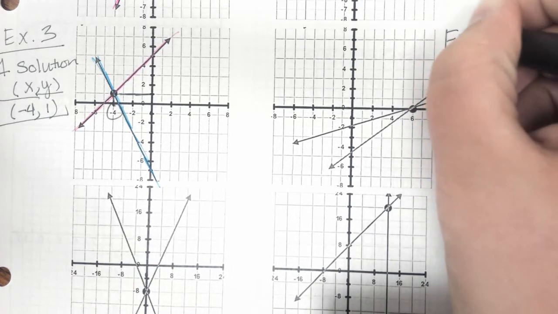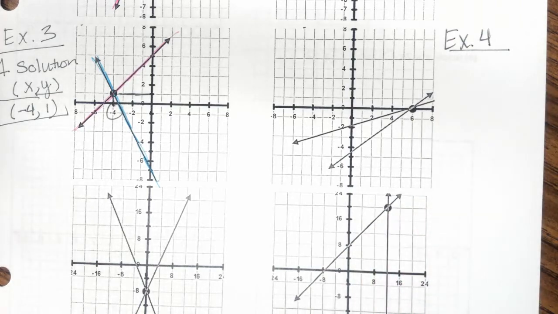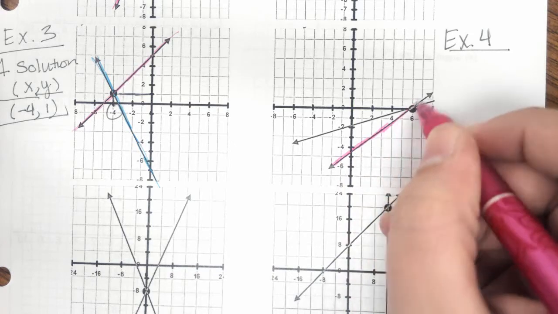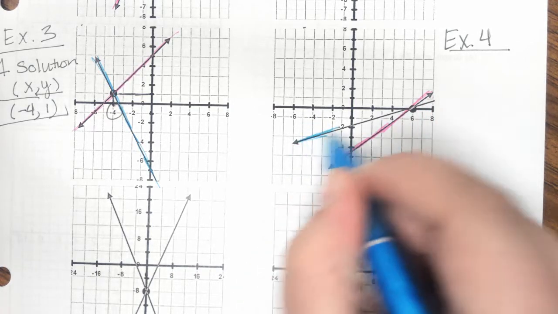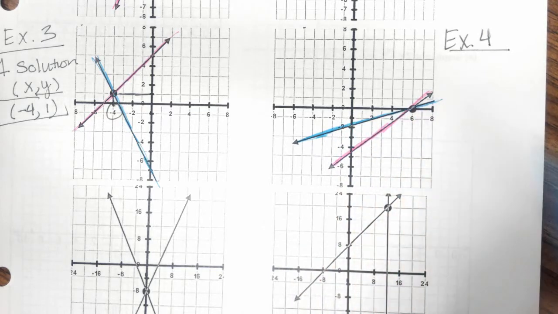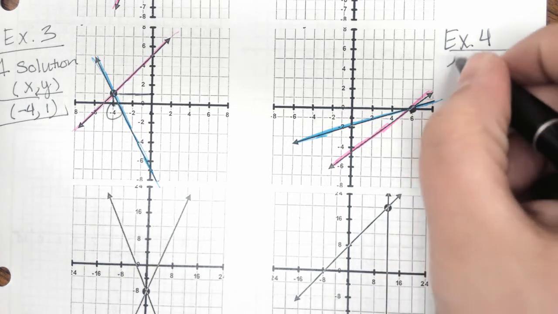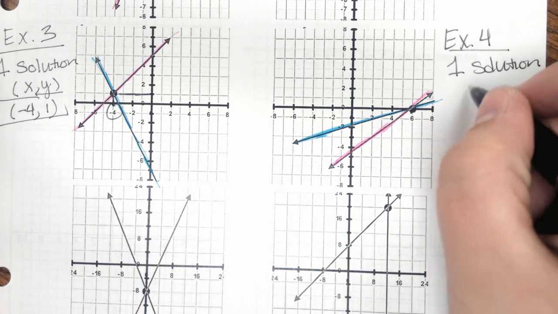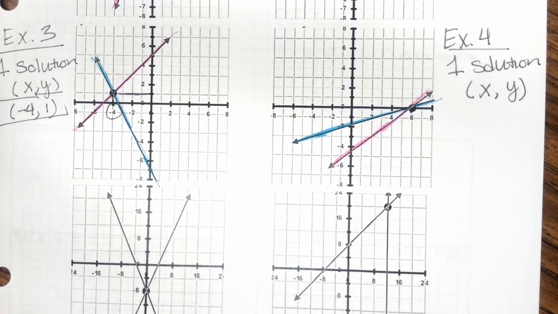Call this example number 4. Here is the pink line, and then I'll call this one the blue line. Again, I can see the intersection. This is just one solution then, which means I can write the ordered pair to that one solution.